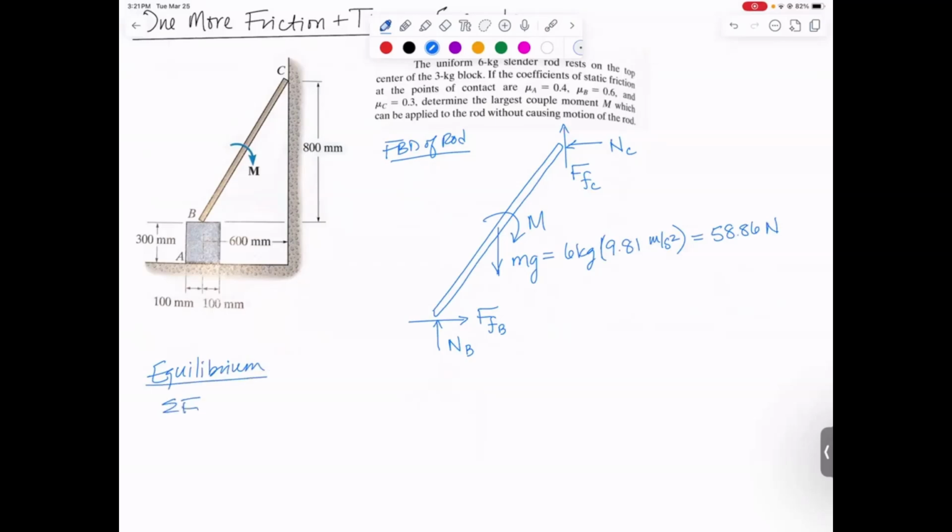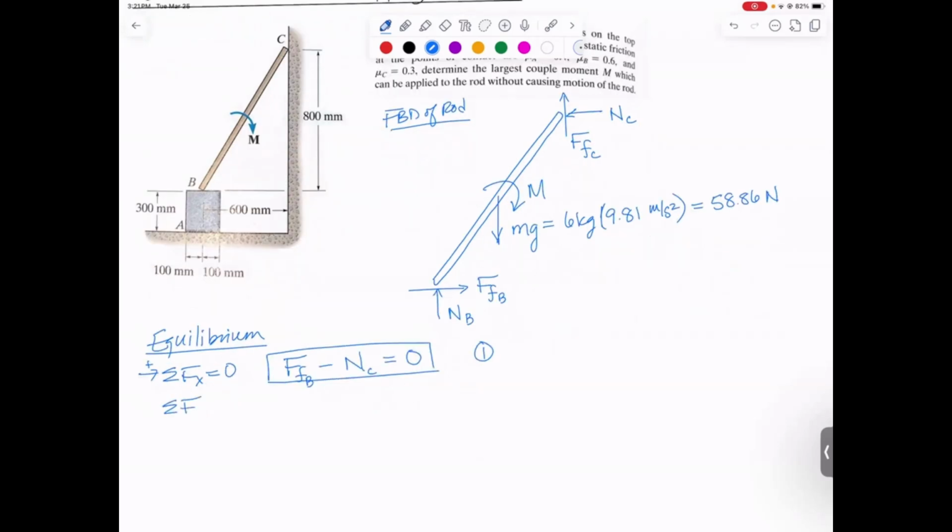If we sum forces in the x, we get an equation that says the force of friction at B to the right minus the normal force at C to the left has to equal 0. That's equation number 1. Now we're going to sum the forces in the y direction. Doing that, we get the normal force at B is upward, the weight, 58.86 newtons, is downward, and then the force of friction at C is upward, and those have all got to add up to 0. So there's equation number 2.